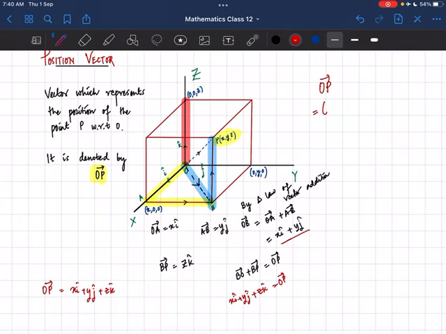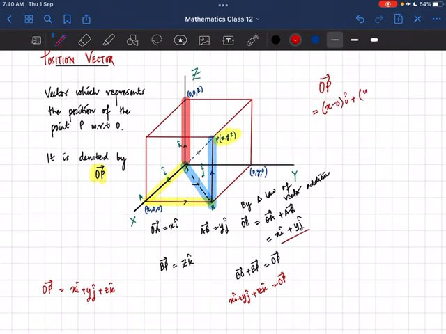So terminal minus initial: x minus 0 i cap, because it's the x axis, then y minus 0 j cap, y axis, plus z minus 0 k cap. So we have x i cap plus y j cap plus z k cap. So this is how we find the position vector of any given point.